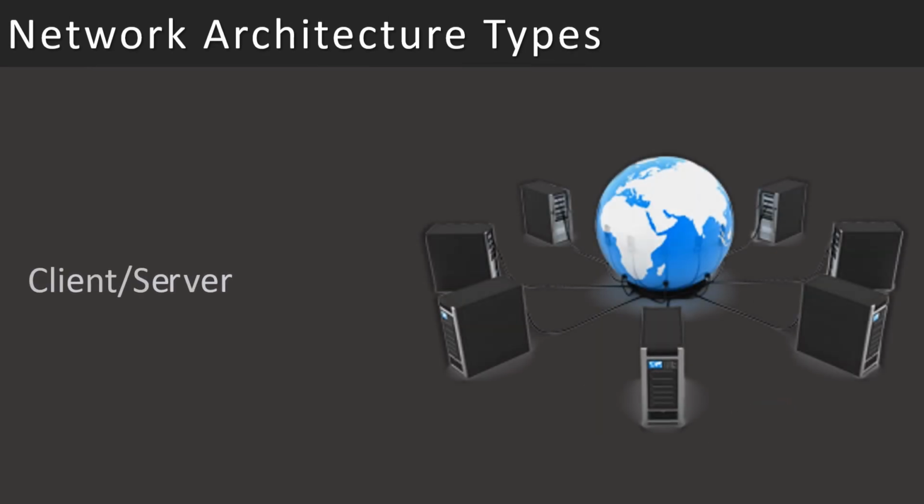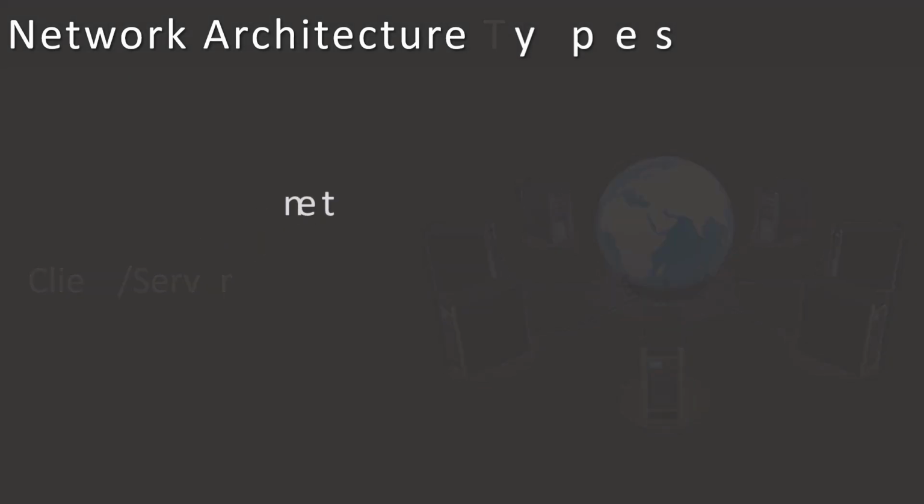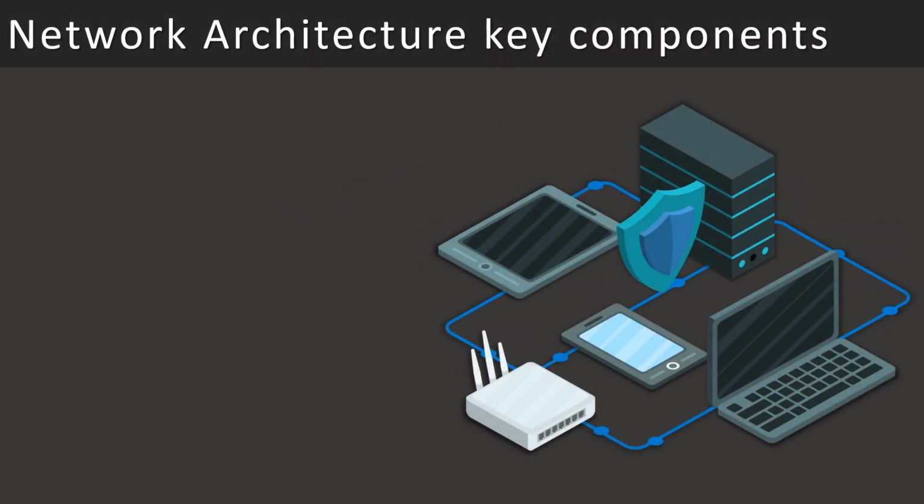Second is client-server communication, when you have a central service such as Google, for example, or any social media platform, and you, as a client, get access to this server to retrieve or to send information. After types, we have key components used in a network architecture.